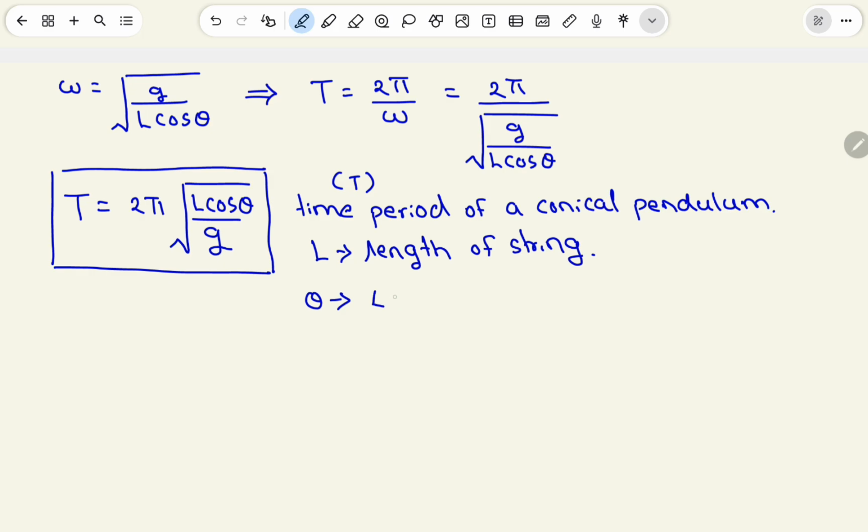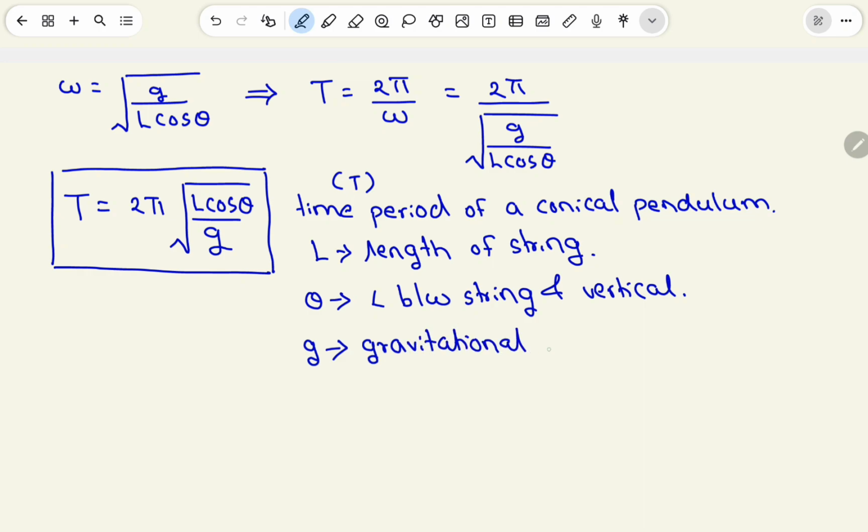Theta is nothing but the angle between string and vertical. And g is obviously nothing but gravitational acceleration. So thus we have derived the formula for time period of conical pendulum, which is T equal to 2 pi under root L cos theta over g.